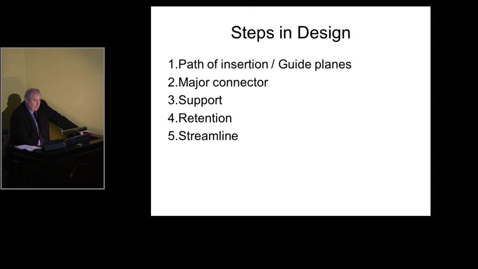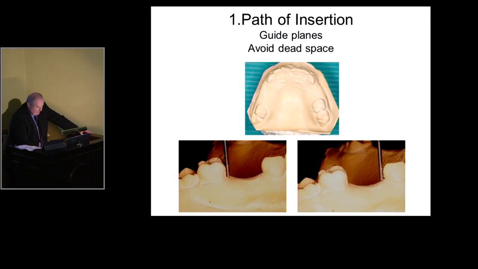So what are the steps in an RPD design? These are the steps. Path of insertion, which utilises the guide planes, major connector, support, retention, and then when you've done that, is there anything you can eliminate to streamline your design? So, path of insertion, guide planes. This is what we want. We want that there is no space between the distal of the tooth and where the RPD will go in, the mesial of the tooth and where the RPD will go in. If there's a big undercut in there, you might consider doing a tooth preparation.